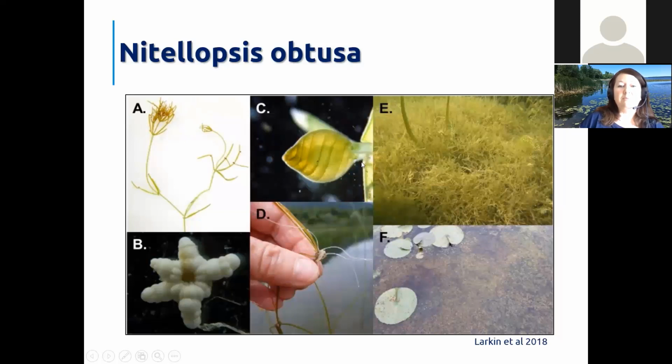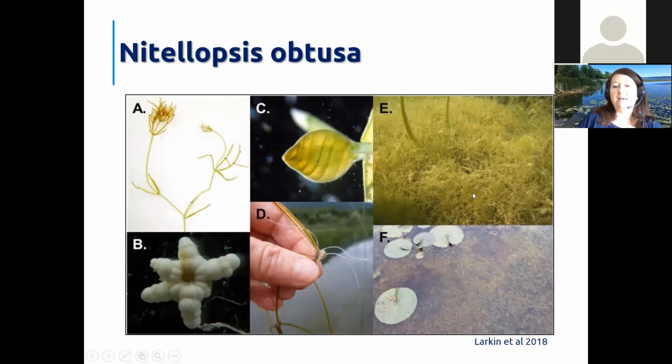Here's an example of an oogonium. We're hunting far and wide to try and find any examples or evidence of females in the populations, but so far we're coming up with just males, which means that only asexual reproduction is happening in North America.